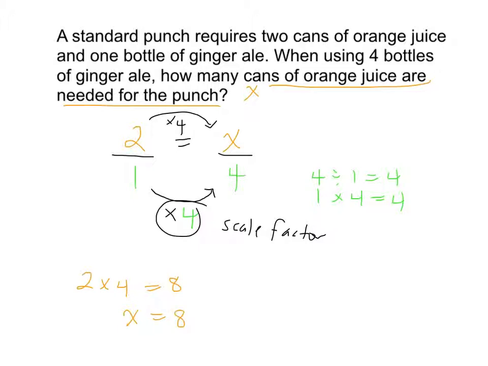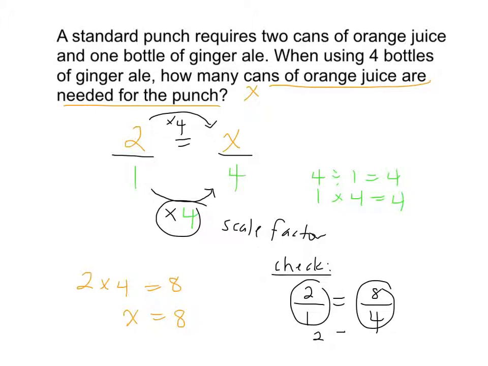Does this make sense? Well, let's check our answer. We said that 2 over 1 is equal to 8 over 4. Are these fractions equivalent? Well, since 2 over 1 is equal to 2, and 8 over 4, or 8 divided by 4, is also equal to 2, these two fractions are in fact equivalent. So we've just found the missing value. We just found the number of cans of orange juice that are needed for the punch.